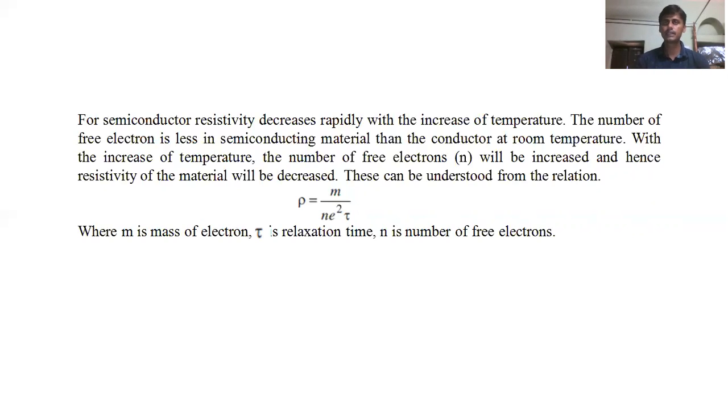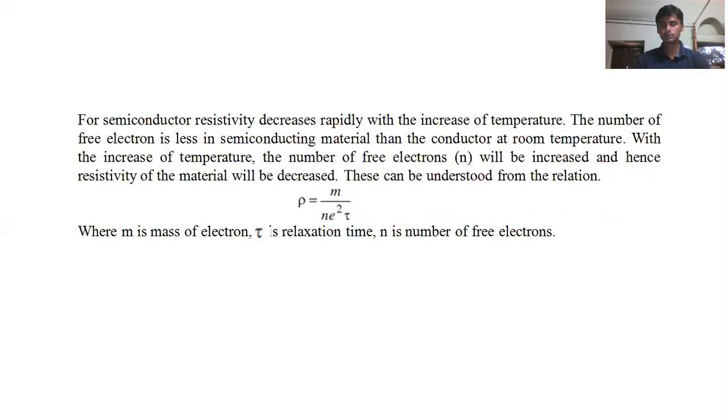We have seen in the proof of Ohm's law that the resistance R of the wire depends upon the length of the wire L, the area of cross section A, and the relaxation time tau. Then n equals the free electron density. Then the resistance R equals ml by n e square tau into A.